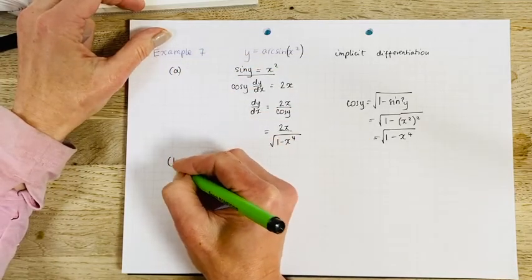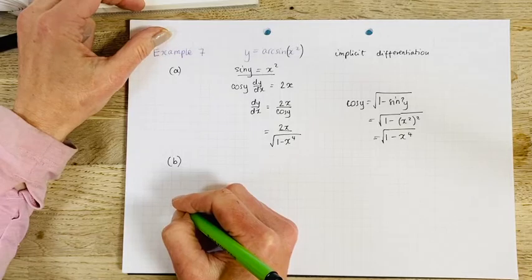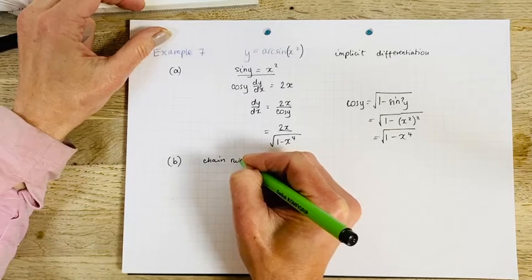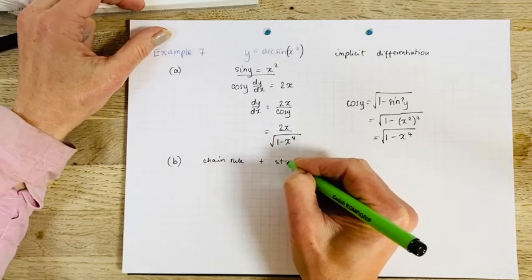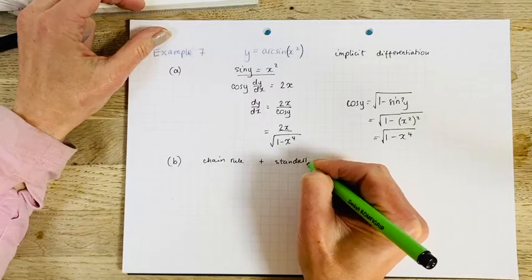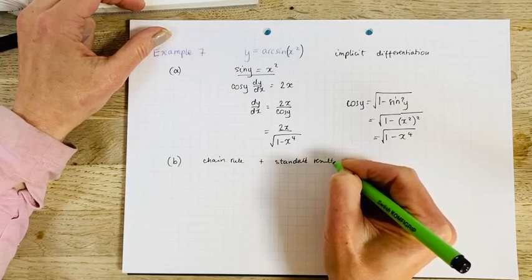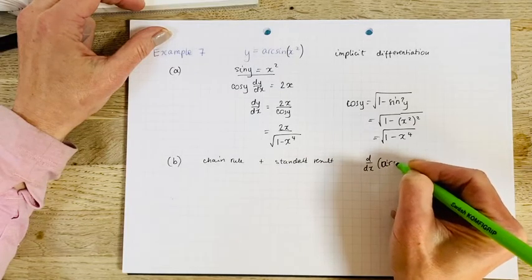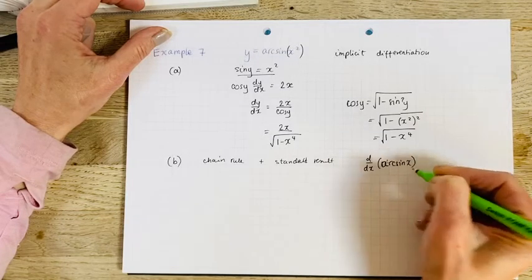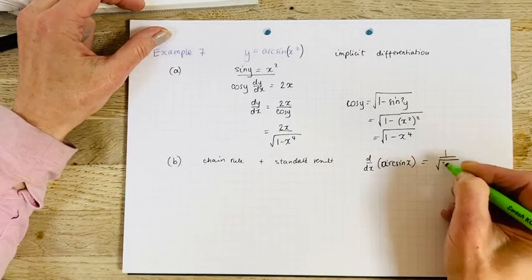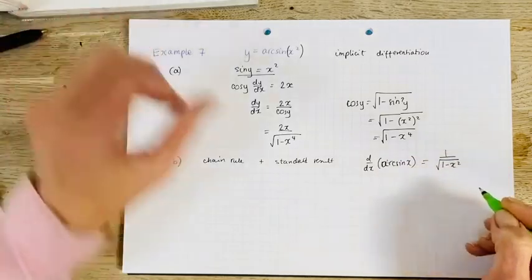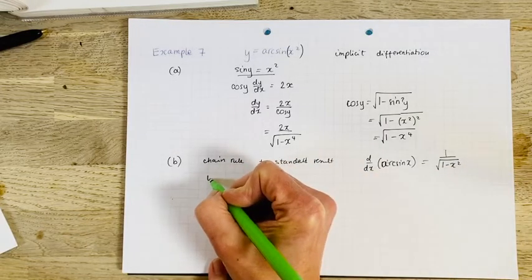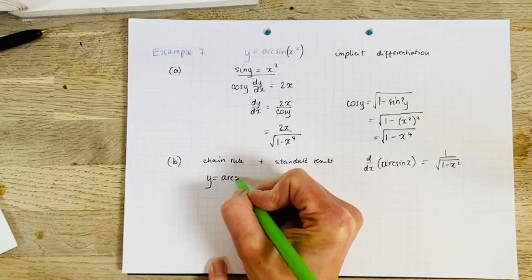Part B, we're going to arrive at the same result by using the chain rule plus the standard result. So always quote anything you're going to use, quote it in your workings out. So I'll do the chain rule. Not going to do it quickly, do it slowly.